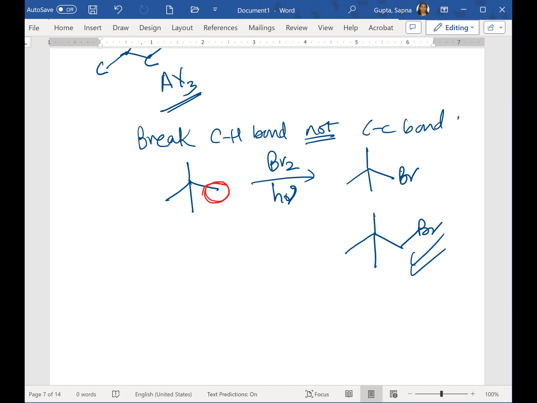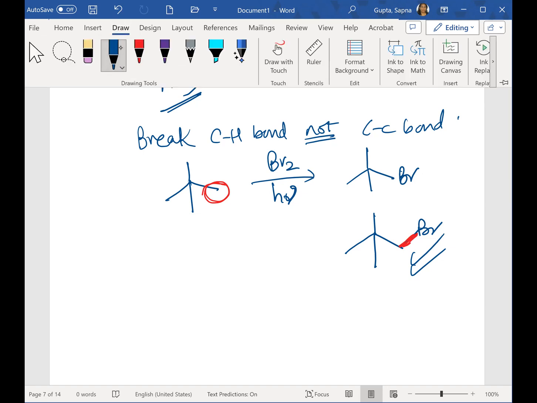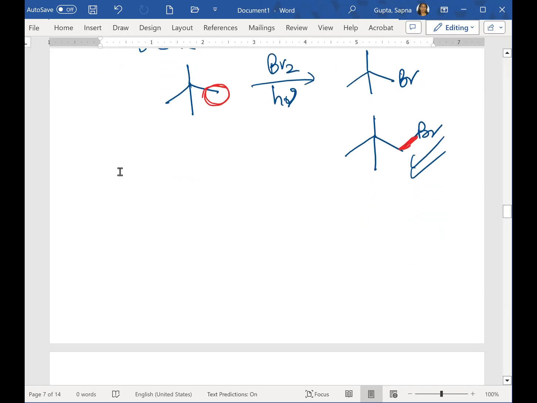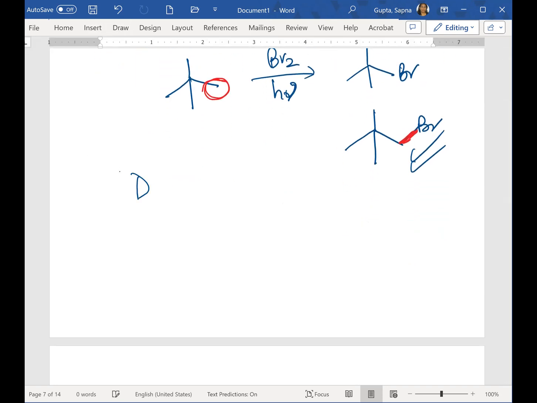So we have to be careful and make sure that we count our carbons and make sure that our bond is the right bond. Don't just add bromine, make sure that you actually form the bond with the right carbon, and don't break the CC bond. That's an important thing. So then just a little bit about disubstitution.